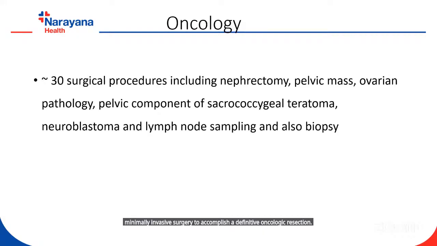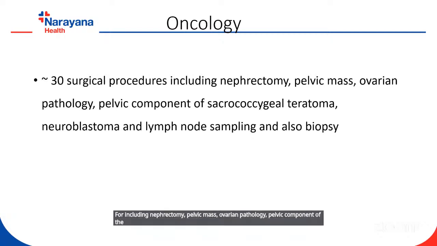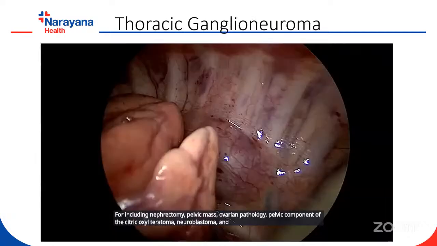So in SRCC, we have operated on more than 35 surgical procedures, including nephrectomy, pelvic mass, ovarian pathology, pelvic component of the sacrococcygeal teratoma, neuroblastoma, and lymph node sampling, and also biopsy.